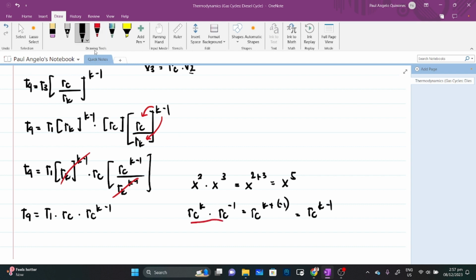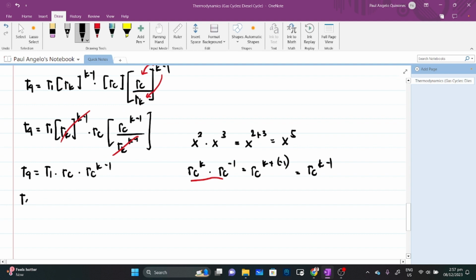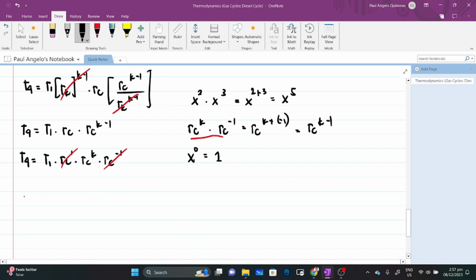Okay? So what will happen if we do that? It will be T4 is equal to T1 times RC times RC raised to K times RC raised to negative 1. So this RC right here has an invisible 1. If we multiply these two terms, RC raised to 1 and RC raised to negative 1, eventually they will cancel each other out, because negative 1 plus 1 is 0. Anything that is raised to 0, if we have x raised to 0, that will be equal to 1. Okay? So therefore, we have T4 is equal to T1 times RC raised to K. So that is the simplified version of your T4.